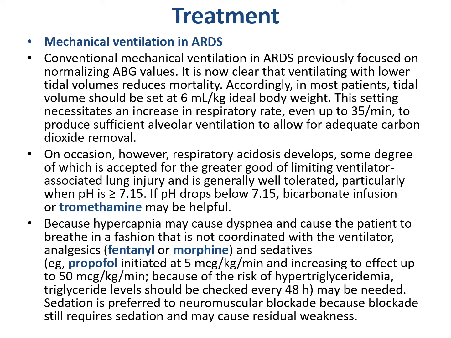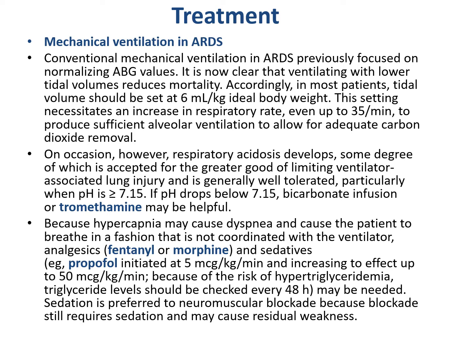Conventional mechanical ventilation in IRDS previously focused on normalizing ABG values. It's now clear that ventilating with lower tidal volumes reduces mortality. Accordingly, in most patients, tidal volume should be set at 6 milliliters per kilogram ideal body weight. This setting necessitates an increase in respiratory rate, even up to 35 per minute, to produce sufficient alveolar ventilation to allow for adequate carbon dioxide removal.